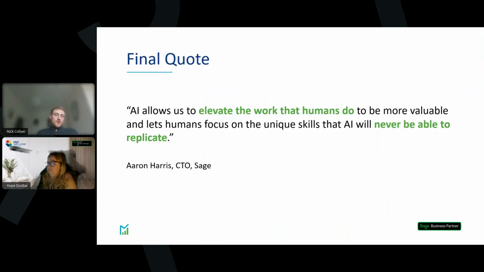Final quote I just wanted to end on. I think it's really important to take a step back sometimes and appreciate where we're at. And I think this, for me, really encapsulates exactly what Sage are about, and how they are choosing to operate at the moment, how they're navigating this AI world. AI allows us to elevate the work that humans do to be more valuable, and it lets humans focus on the unique skills that AI will never be able to replicate. So it's really important that this isn't something that's going to take your job. This is something that's going to help you do your job. And I think that's a really key takeaway from not only today, but Sage's message and their goal when it comes to building these AI tools.